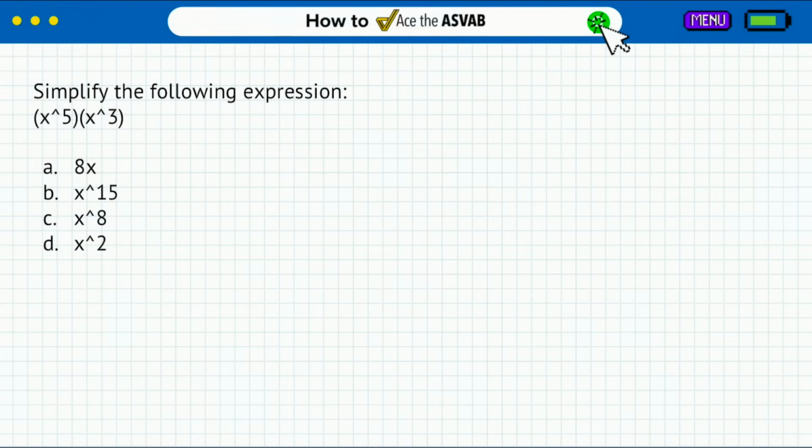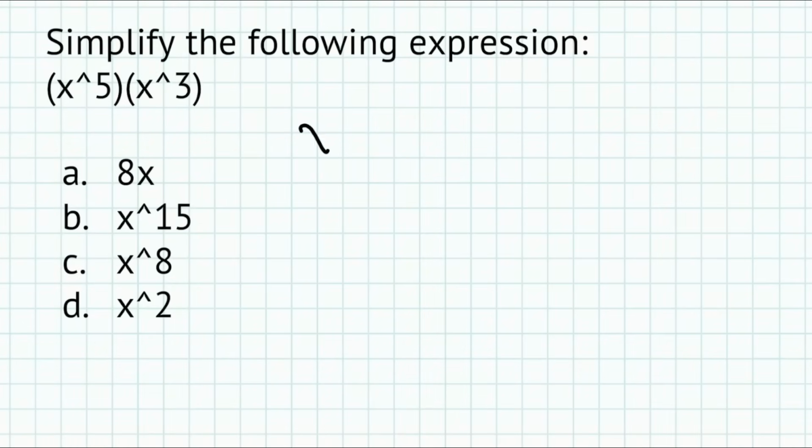And here we are, our final question, my ASVAB party people. So we have x to the power of 5 multiplied by x to the power of 3. How do we get that done? Well, this is one of those questions that is super easy if you know the terminology, if you know what's going on. Here we are multiplying powers. What's the rule for multiplying powers? We just add those exponents.